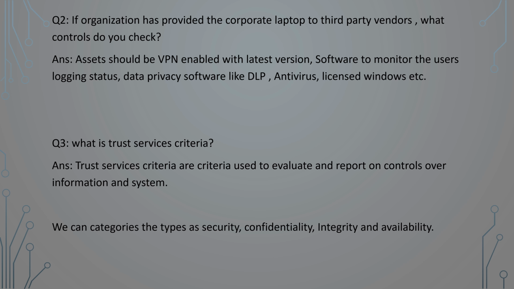Next question is, what is trust service criteria? At my time, this was the first question that shocked me when the interviewer asked it, because I hadn't even heard the name of trust service criteria before. The answer to the definition is: trust services criteria are those criteria used to evaluate and report on the controls over information and systems of the organization. We can categorize the types as security, confidentiality, availability, and integrity.